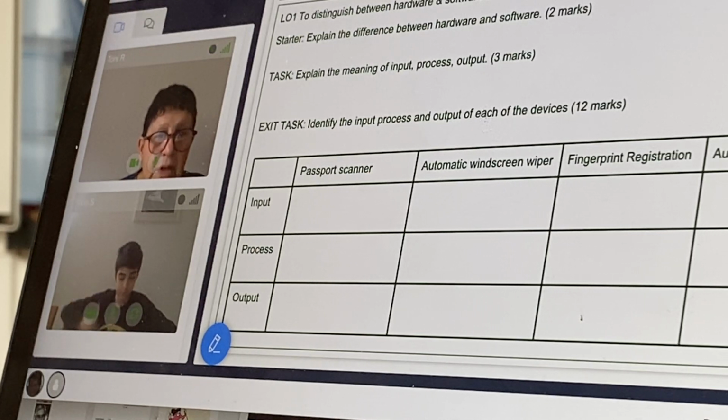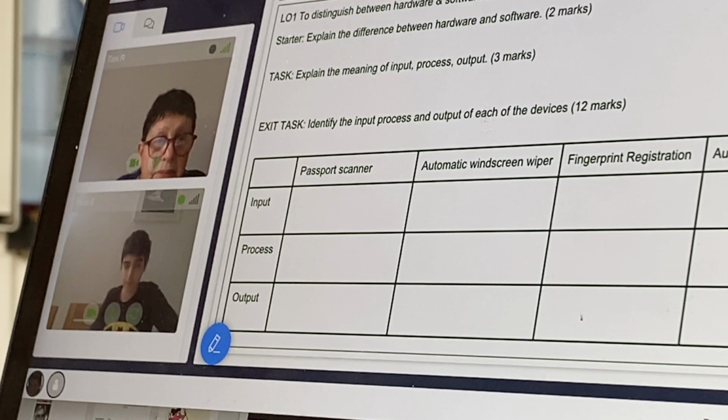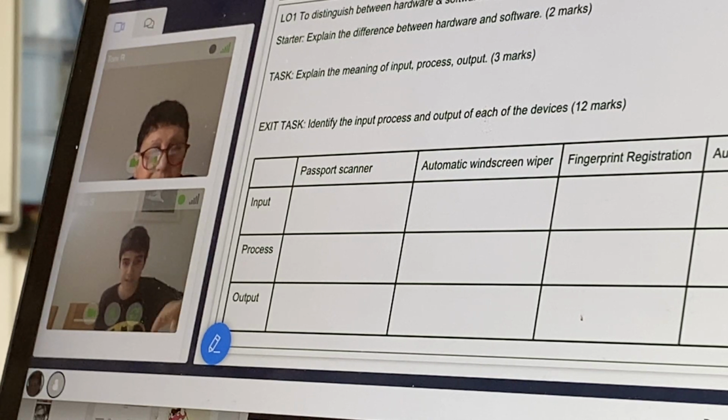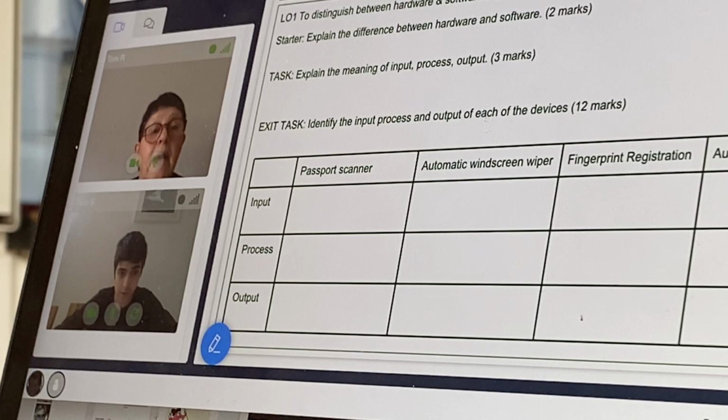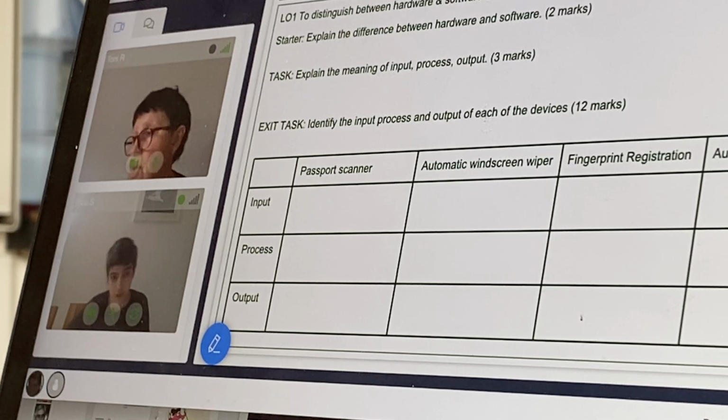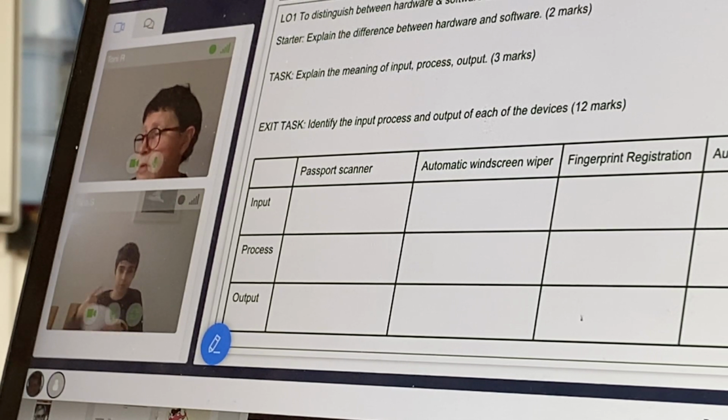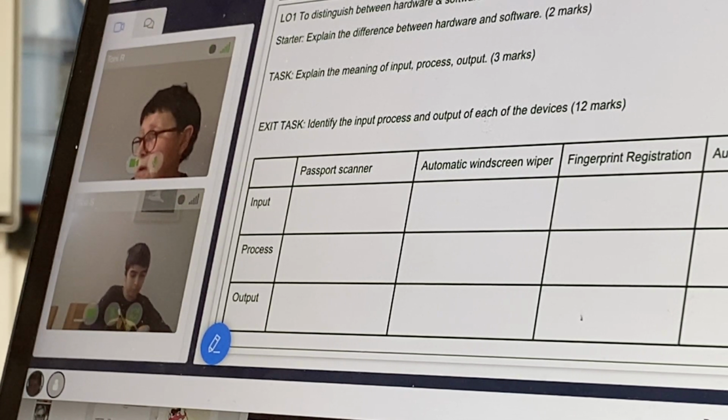Okay. So what's hardware? Like keyboards, like the monitor. Yeah, but how would you describe that? The physical components of a computer. Exactly right. Do you want to write that one down? So hardware is the physical components.